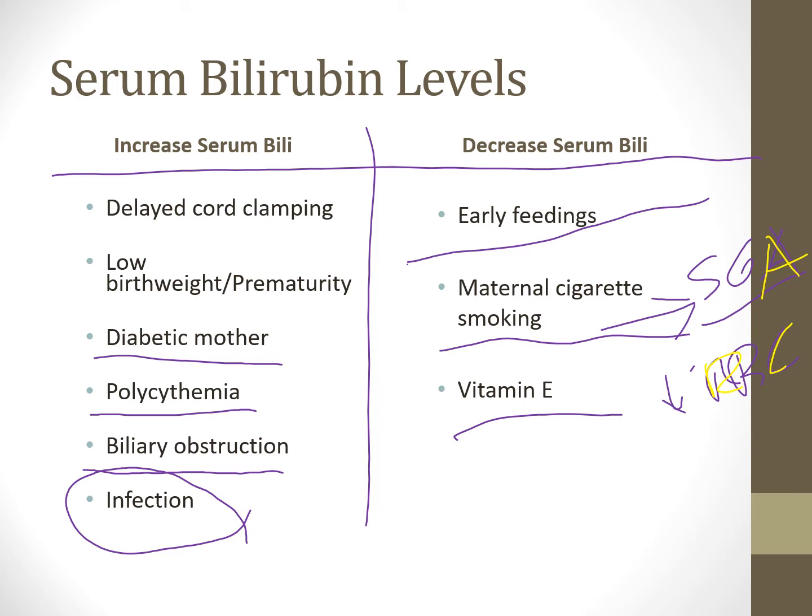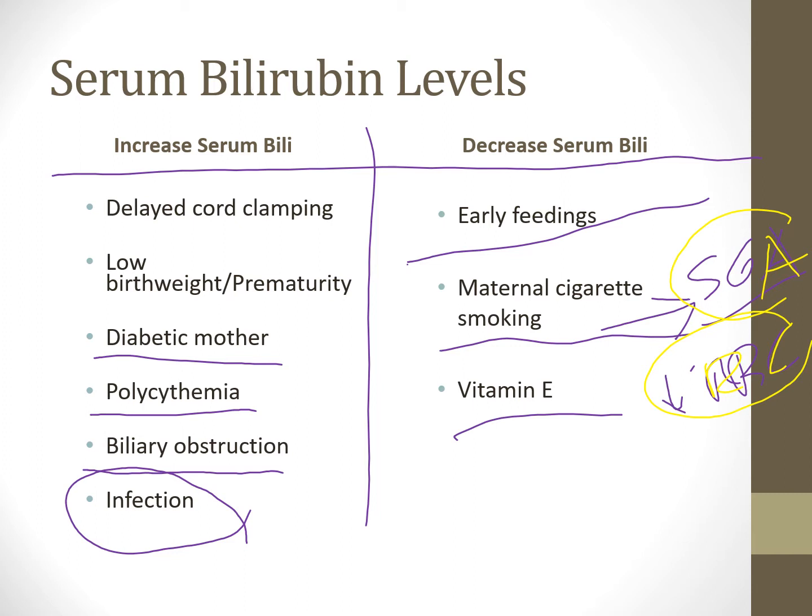So that's the idea behind the maternal cigarette smoking, is the baby's going to be small for their gestational age and usually IUGR, intrauterine growth restriction, and because they're IUGR SGA, they'll have less red blood cells and therefore less excessive destruction that would cause an increased bili level. So that's the whole thought behind it.